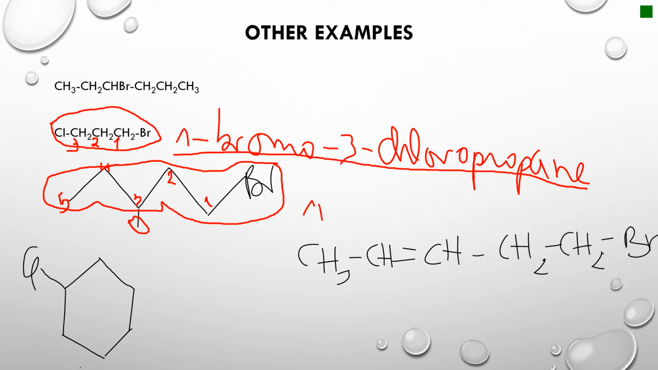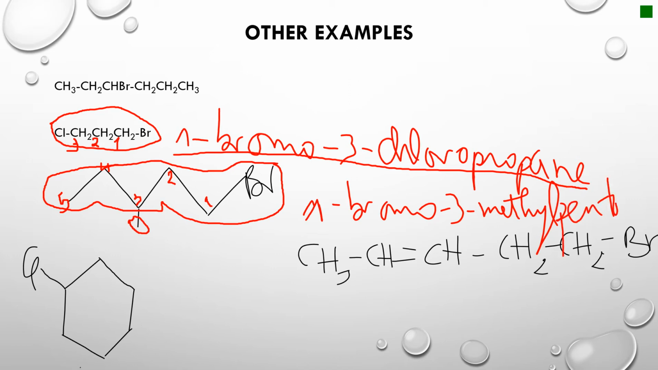1-bromo, 3-methyl, and then the name of parent chain is pentane. So we'll have the full name, which will be 1-bromo-3-methylpentane. Got it?